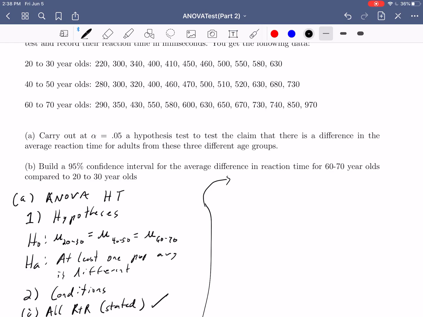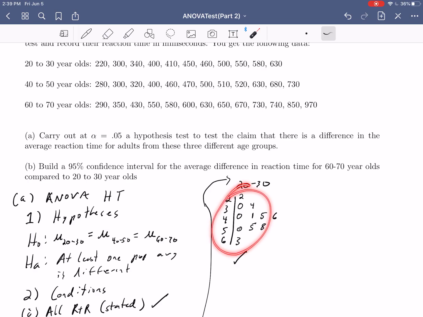So let's do one for the 20 to 30-year-olds. It looks like we can ignore the 0 at the end because it's always 0 and just make a stem and leaf plot of the first two digits. So for the 20 to 30-year-olds, it looks like we need stems of 2, 3, 4, 5, and 6. And then we have 2, 2; 3, 0, 3; 4, 0, 1, 4, 5, 6; 5, 0, 5, 8; and 6, 3. And that one is all good, right? There's no strong skew, no outliers. Everything's looking pretty decent there.